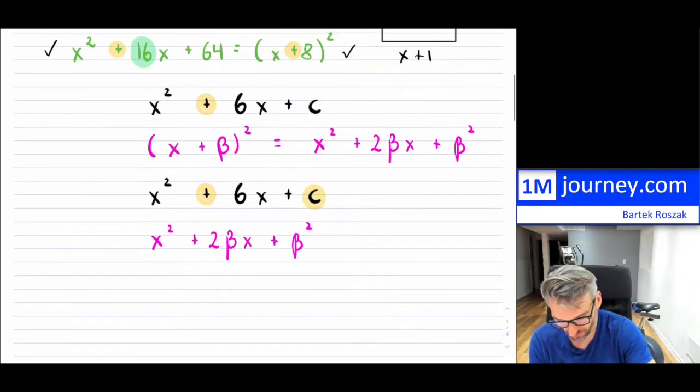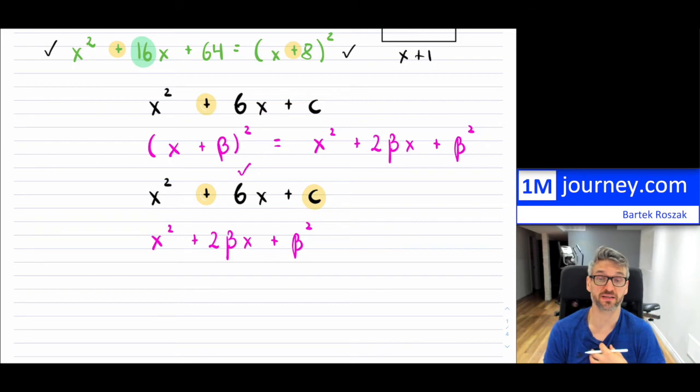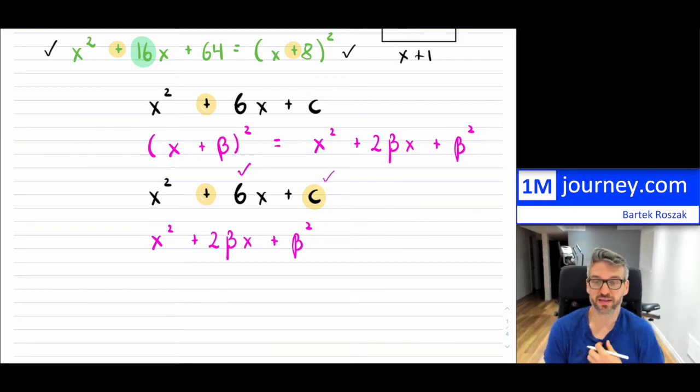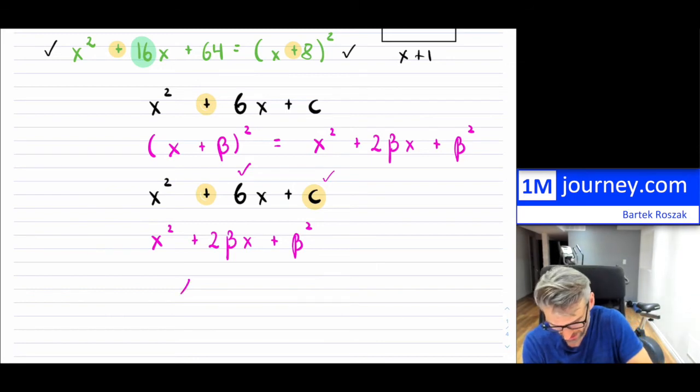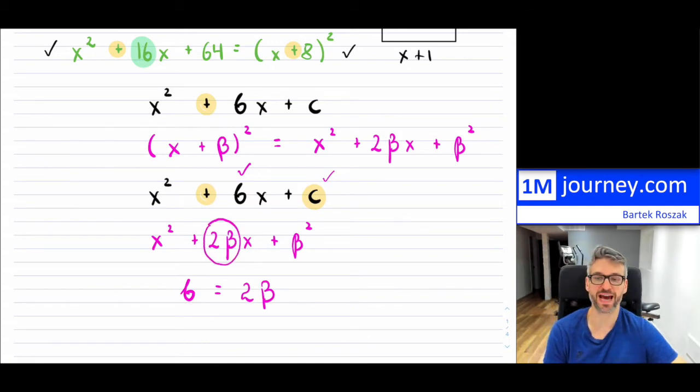Well, for this example, notice that I have my b, and I'm going to assume that this b is given. What we're trying to find is c. If b is given, then what I do know is that b is equal to 2 beta.